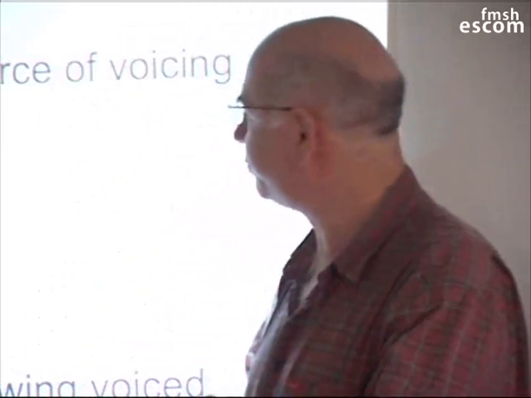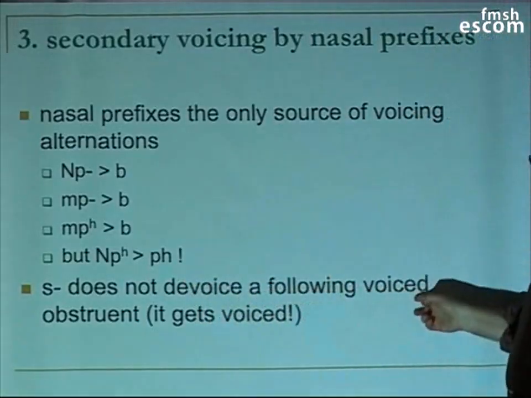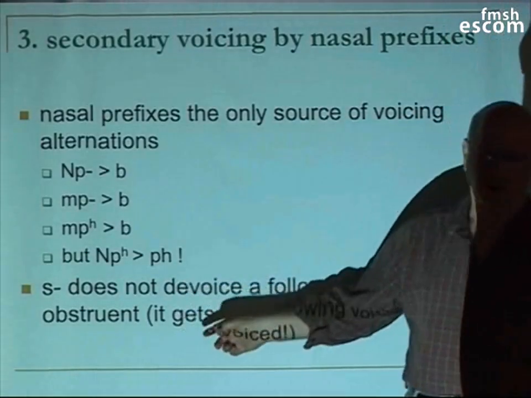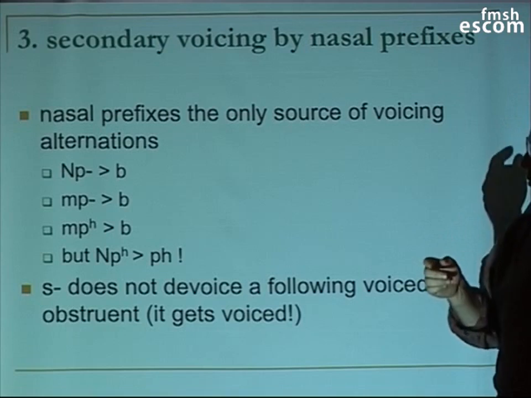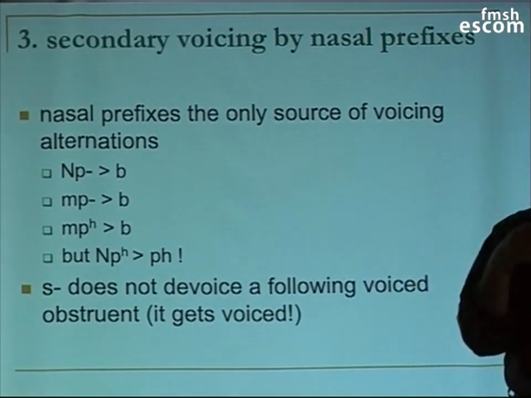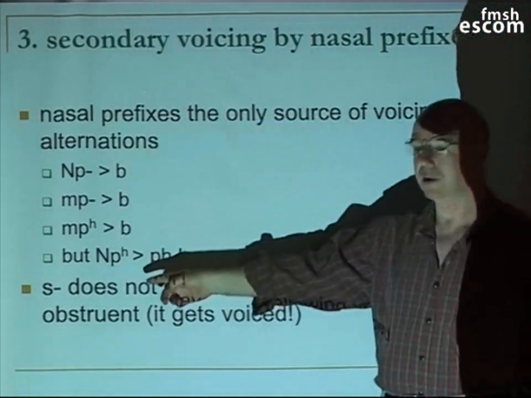Now we don't think that's correct, because in our opinion, S does not devoice a following voiced obstruent. On the contrary, we see cases. The question is, where does Z come from? You know, Middle Chinese has a Z, and we have found many cases where that Middle Chinese Z does the same morphological job as S. For instance, in eat and feed, you remember, to eat is shi, feed is si.